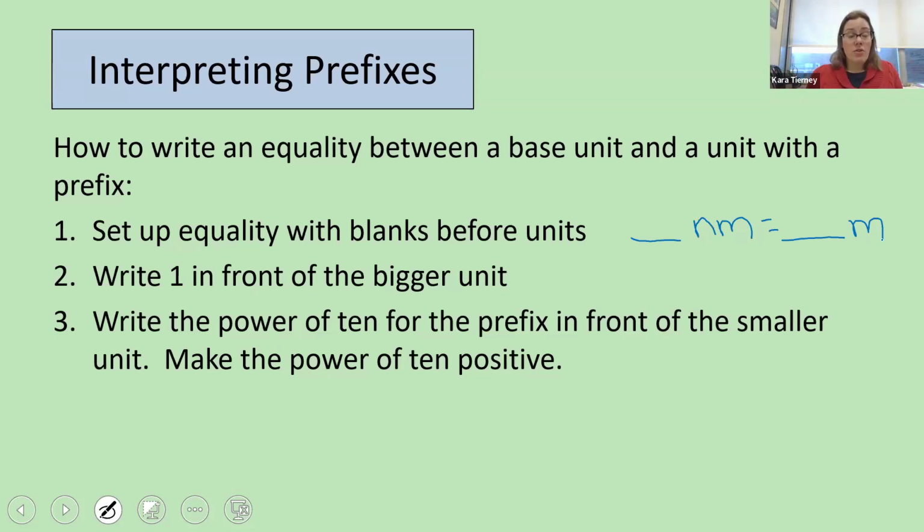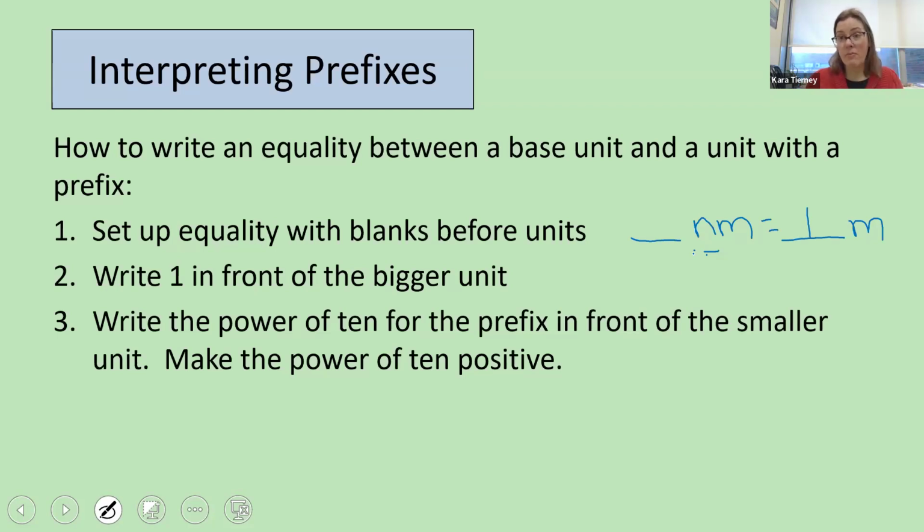So we write the equation, then we write a 1 in front of the bigger unit. We look at the chart and see which one is higher up. The meter is higher up, so that gets the 1. And then we look at the prefix in the equation. There's only one prefix. It may have the 1, it may have the blank. It depends on if the prefix makes the unit bigger or smaller.